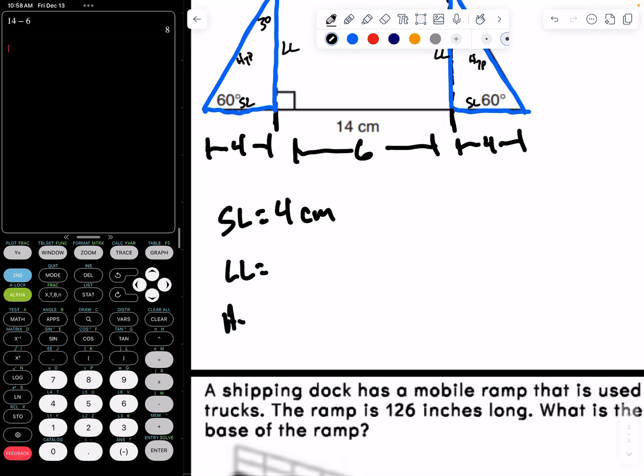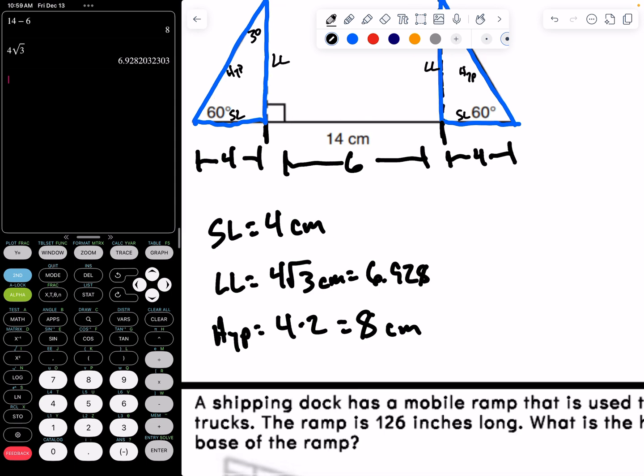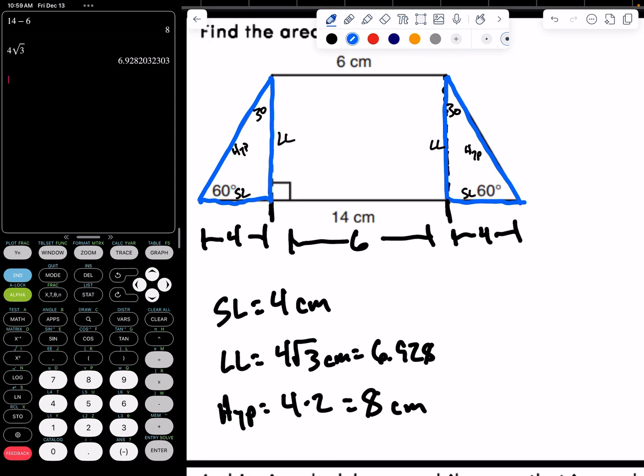So 4 times 2 equals 8 centimeters. And then my long leg, 4 root 3, which would be totally fine, or 6.928. Either of those would be acceptable for our long leg. So let's go on ahead and get those pieces labeled. My hypotenuse we said was 8, 8 over here, and then my long leg is 4 root 3, 4 root 3.